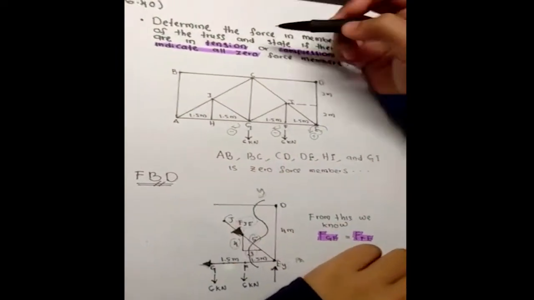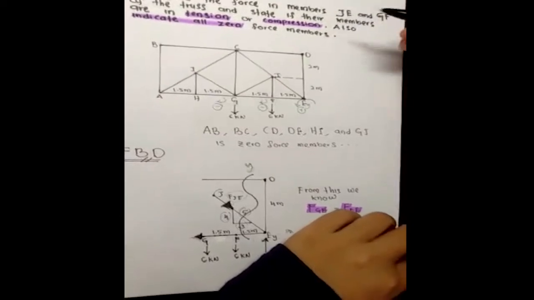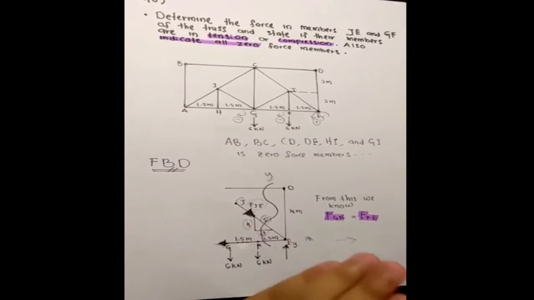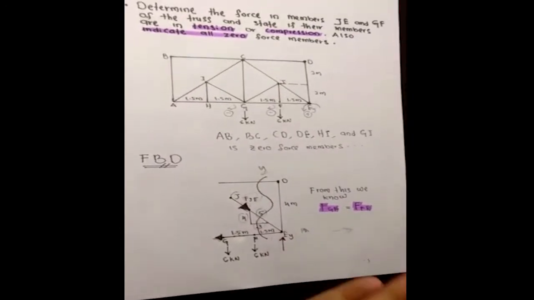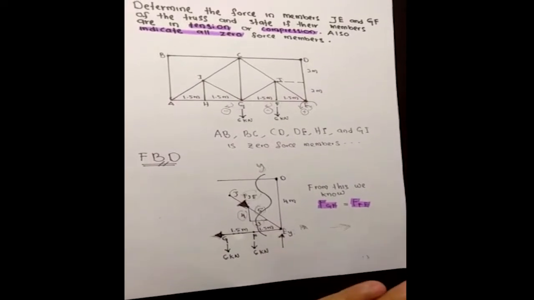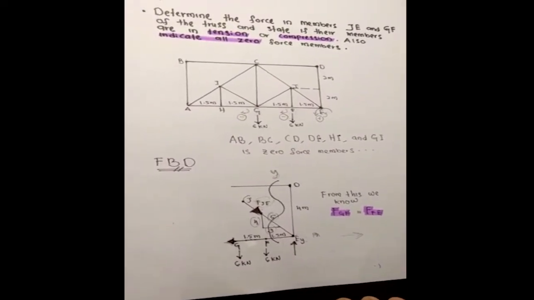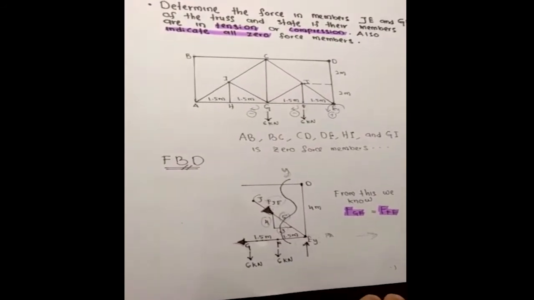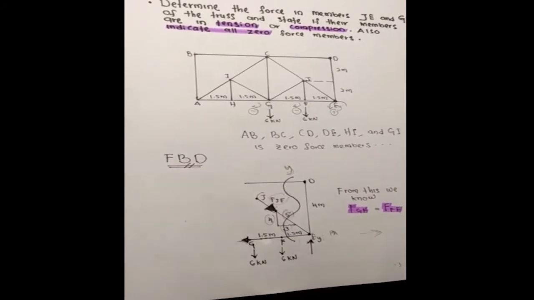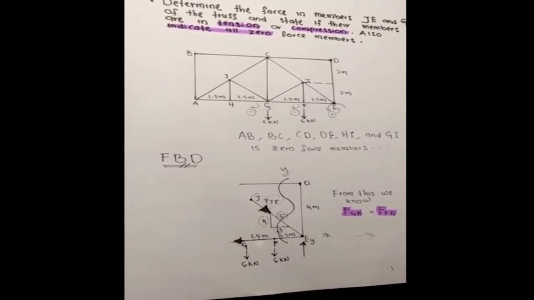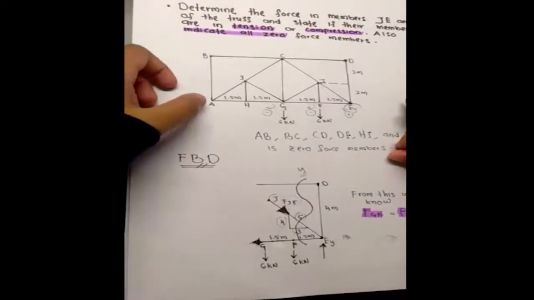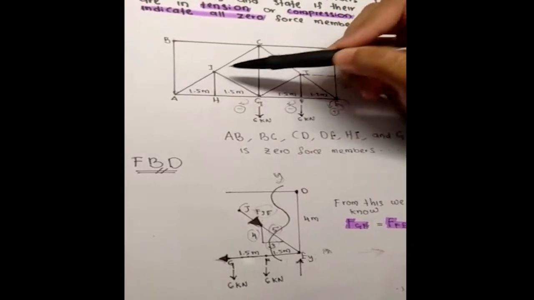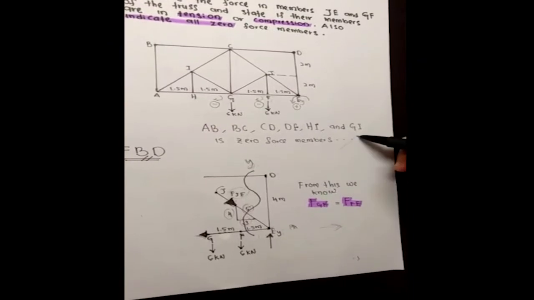Based on the question, we must indicate all zero force members. How do we indicate the zero force members? The rule is: if three members of a truss are joined, two members are collinear, there is no external load or reaction at the joint, and the third non-collinear member is a zero force member. So we know AB, BC, CD, DE, HI and GI are zero force members.